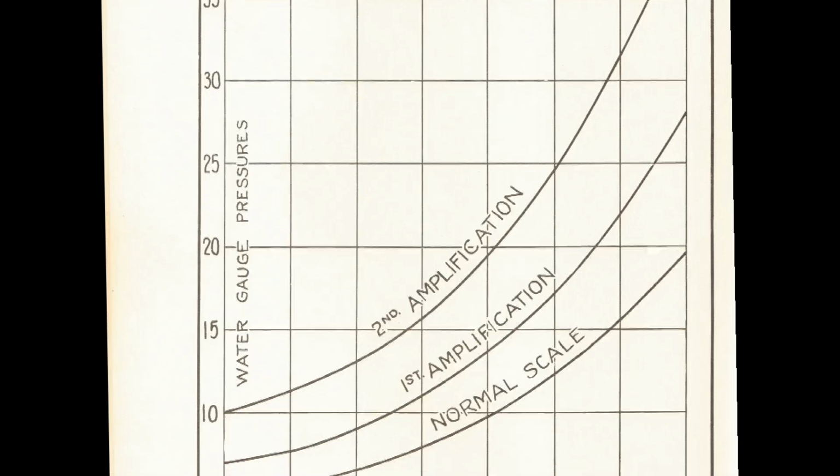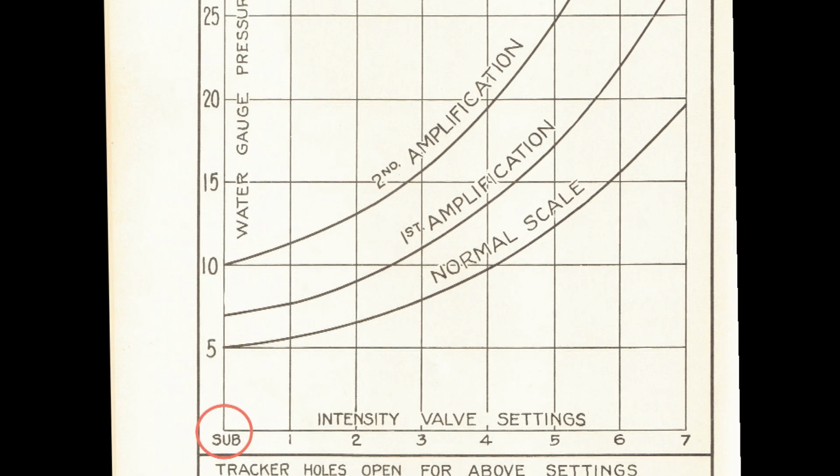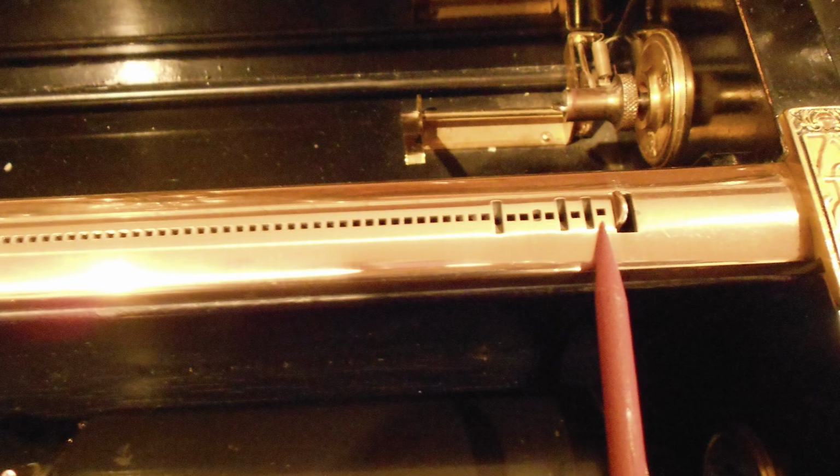As was mentioned earlier, the Ampico B adds an extra step, which is called the sub-intensity. It requires an extra hole at the treble end of the tracker bar. This new step reduces the playing volume slightly from the minimum intensity setting. So let's take a look at how the codes work on the Ampico B.